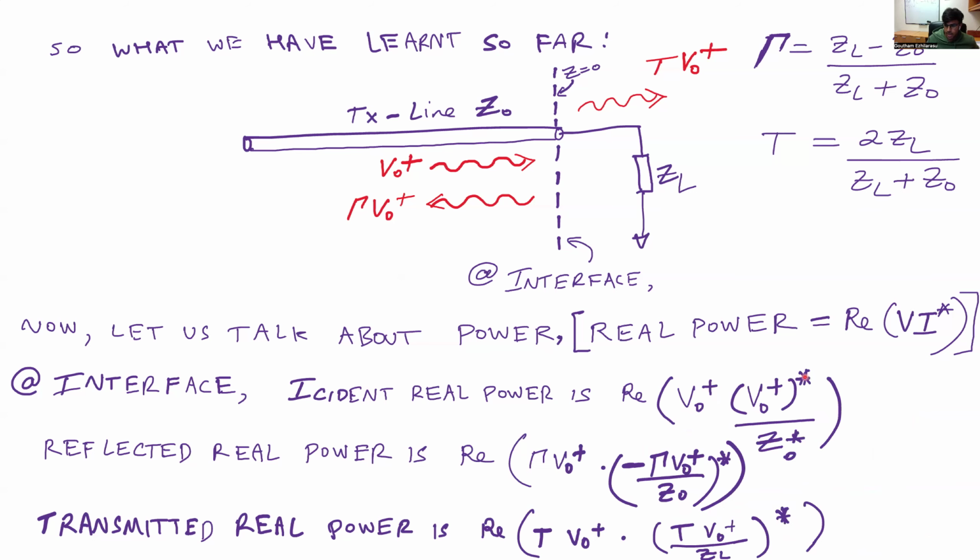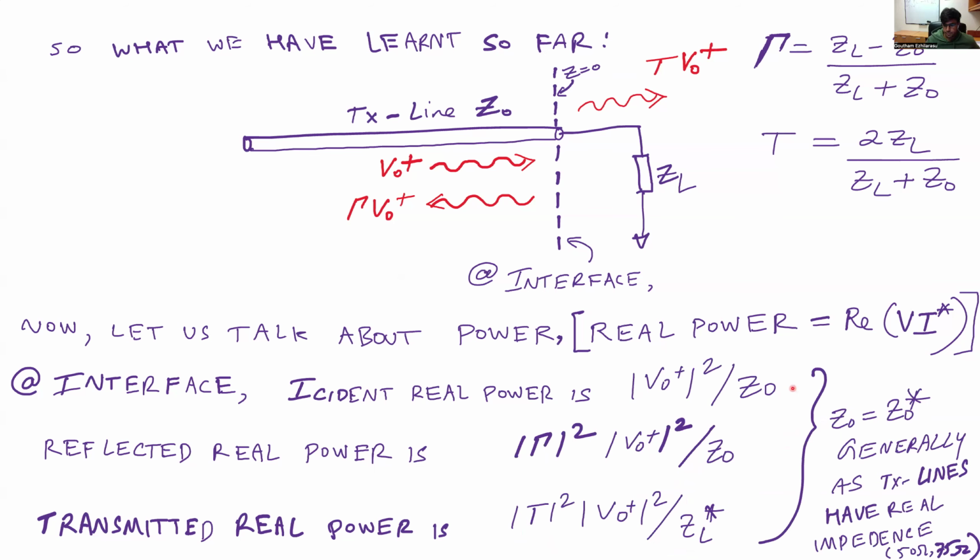We're also going to make one more assumption, which is that in general, for most cases that we consider, and also for real cases, the transmission line is going to have a real impedance, or you want to design the transmission line to have a real impedance, because we want the voltage and current waveforms to be in phase with each other. Therefore, Z0 complex conjugate is also Z0. And if we use this, we get the fact that at the interface, the incident real power is |V0+|² over Z0.